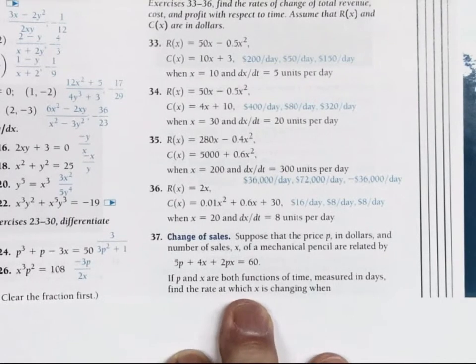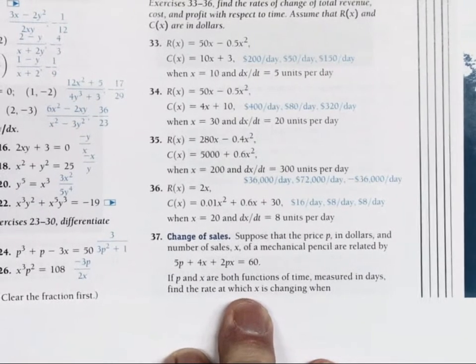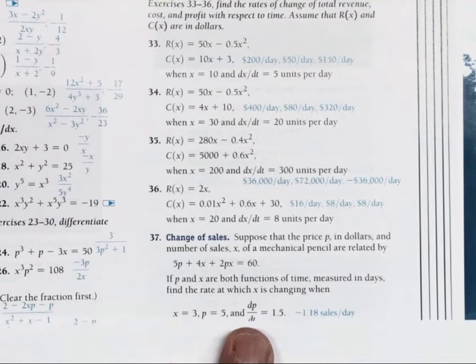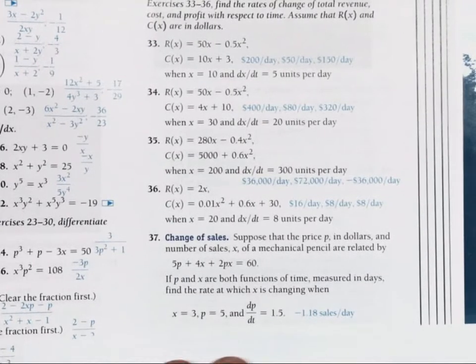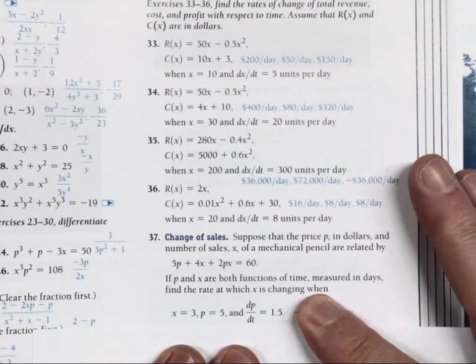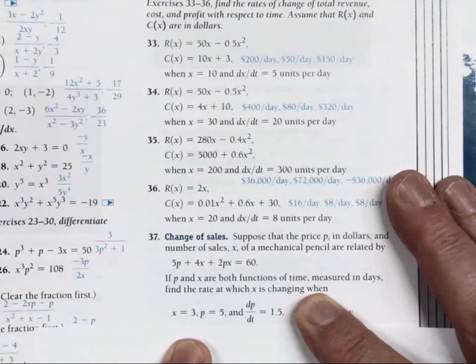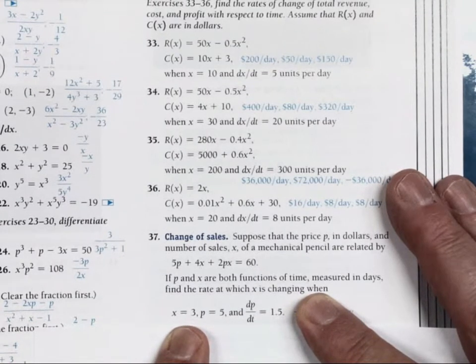And then they say if P and X are both functions of time measured in days, so now they're saying these two variables, P and X, are changing all the time. Find the rate at which X is changing when... And then they give you this information here. So this is once again a snapshot in time. The snapshot in time is when X is 3. X is the number of mechanical pencils. P is the price in dollars, so it's $5.